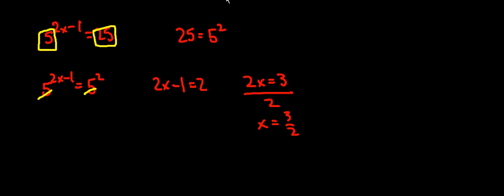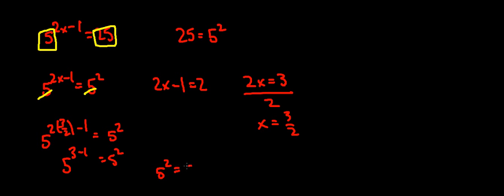And to check, I can put 3 over 2 back into the original equation. Two times 3 over 2 is 3. So 5 raised to the 3 minus 1 is equal to 5 to the second, since 3 minus 1 is 2. And I'm left with 5 squared is equal to 5 squared. So this proves that x is equal to 3 over 2 is correct. So let me do one more example.